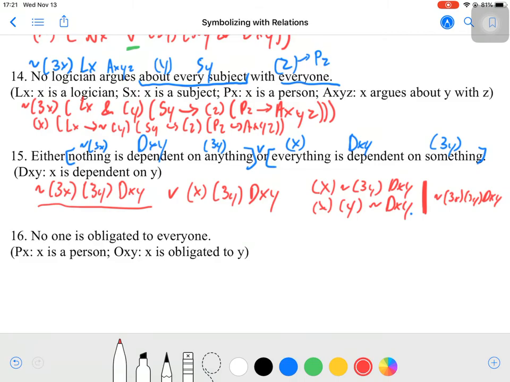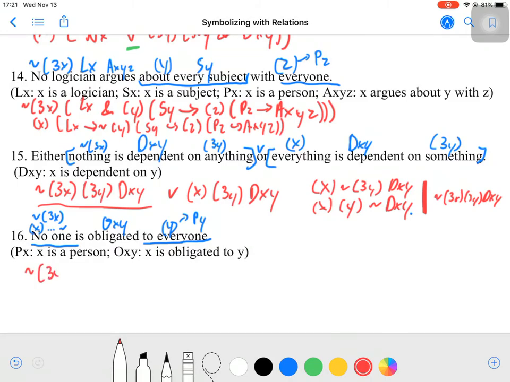No one is obligated to everyone. So we have no one. So this can either be not the case that there exists an x, or it could be a universal, and then down the road we have a negation. Obligated, oxy, to everyone. And this one's just going to be a y, knowing that y is also a person. So we could translate it. Let's do the existential first.